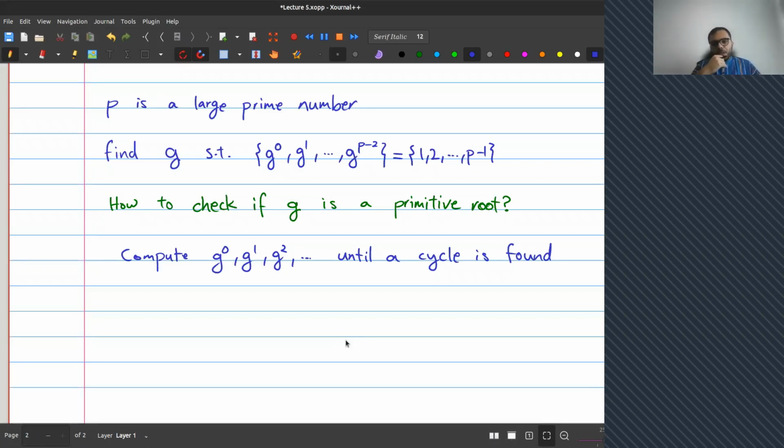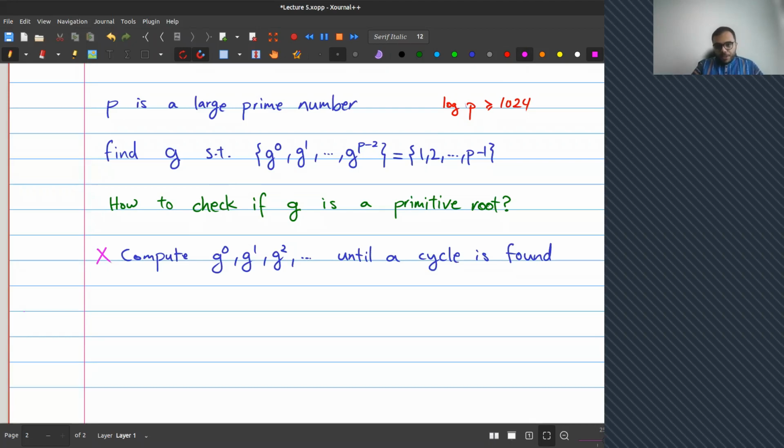The problem is that I'm assuming my number P is really large. And actually, in the use cases that we have in cryptography, this P will be many digits long. It will be thousands of digits long. Let's say, for example, if I want to write it in binary, let's say that log of P is at least 1024 or something like that. So I'm using really large prime numbers. But that means that my P itself is something like larger than 2 to the power of 1024, right? So this kind of idea will not work. I cannot just compute all the powers of G to check if there is a cycle.